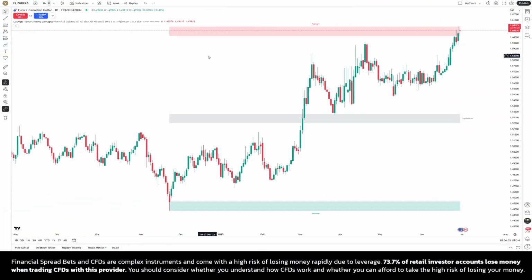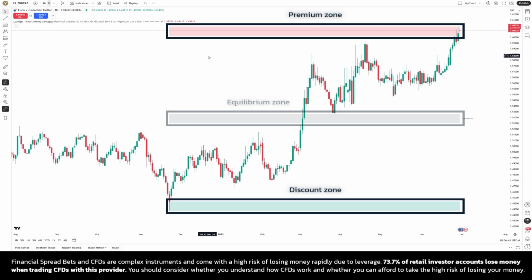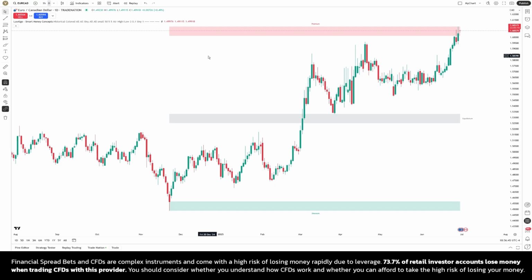The visual clarity doesn't stop there. LuxAlgo also incorporates premium, discount, and equilibrium zones, vital to assessing if current price levels offer good risk-to-reward ratios based on institutional valuation. This visual layer significantly enhances your ability to make informed trading decisions at critical junctures.